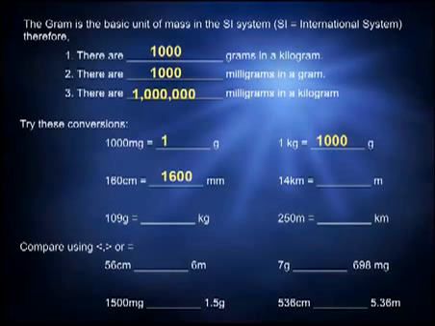Kilometers to meters. Which direction or how many places do you have to move it? 3. Which direction? To the right. Remember, kilometers is over here. Meters is right in the middle. It's 1,000. That's 3 decimal places. So if we move that 1, 2, 3, it's 1,000 meters.